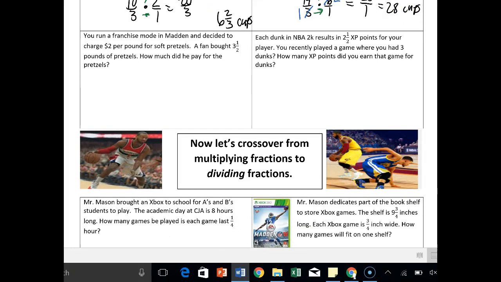You are now going to go ahead and try and do these 2 problems, and I'll probably ask you about them in Ed Puzzle, right?